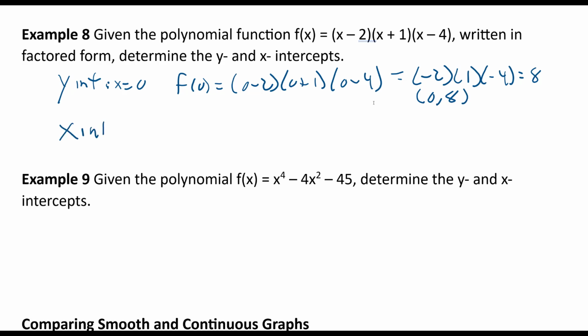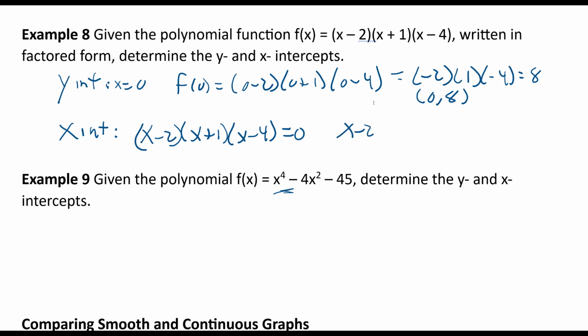The x-intercepts, and there could be more than one. There could be 0, by the way. For the x-intercepts, we're going to take x minus 2 times x plus 1 times x minus 4 and set that equal to 0. And fortunately, they already factored this for us. Obviously, the next problem they didn't factor for us, but we'll manage.